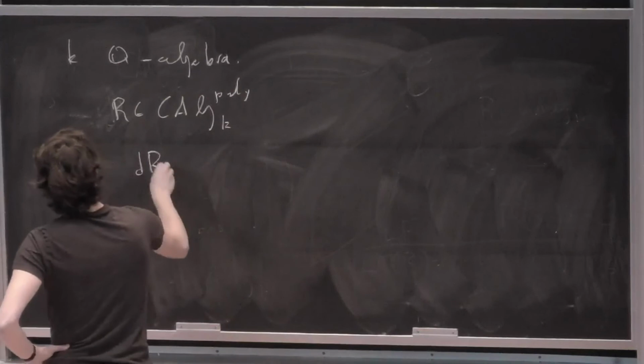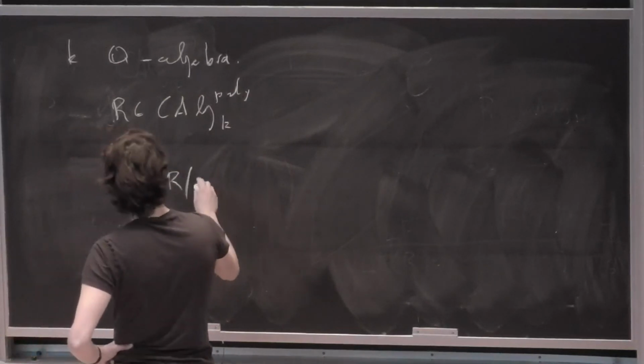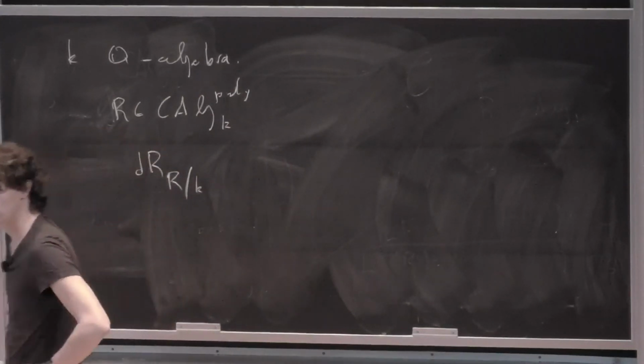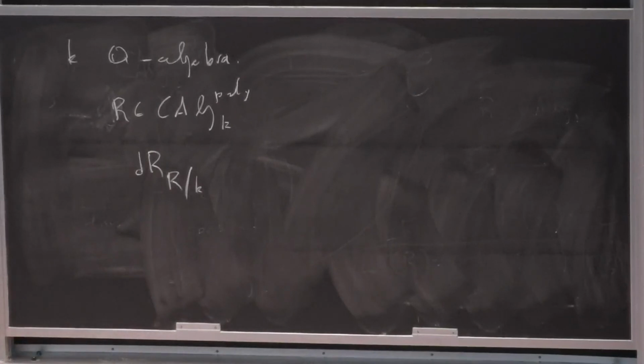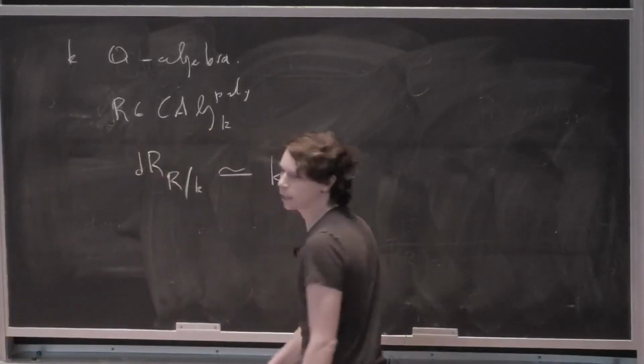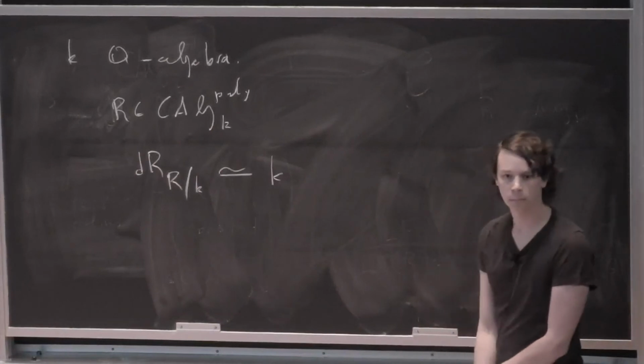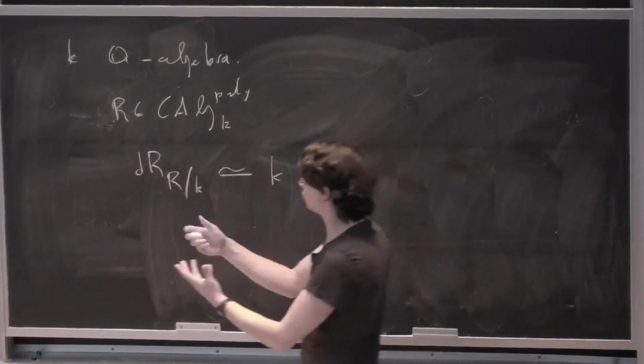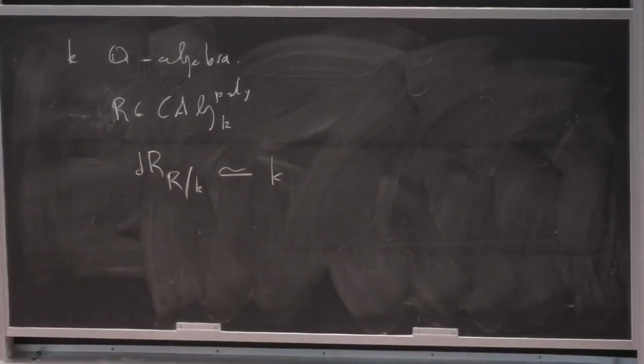What is the de Rham complex of R over K? Like, up to what is the cohomology or homology of this complex? Well, the Poincare lemma tells us that this is actually just given by K. Okay, we're doing the de Rham cohomology of affine space, so nothing interesting is happening here.